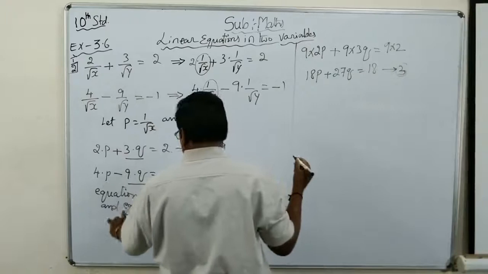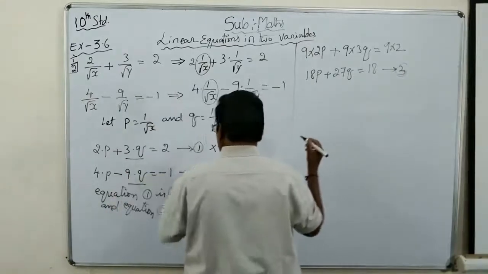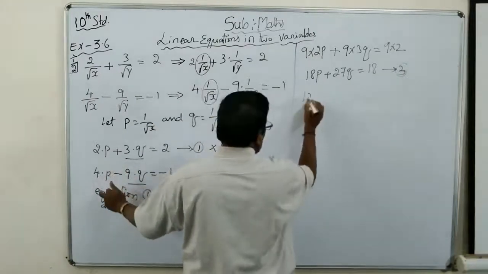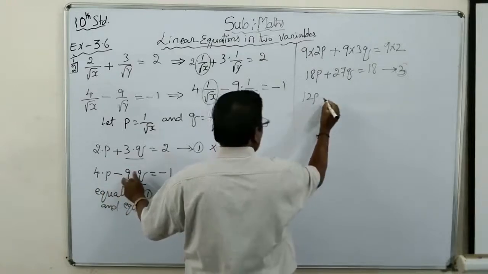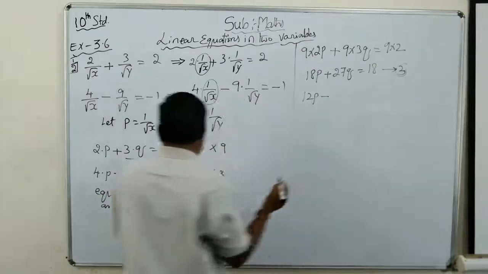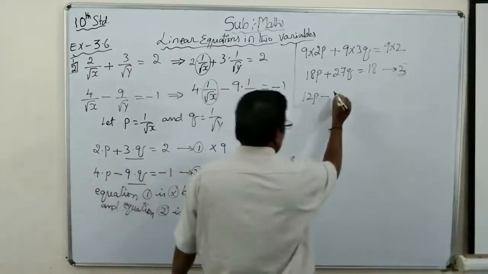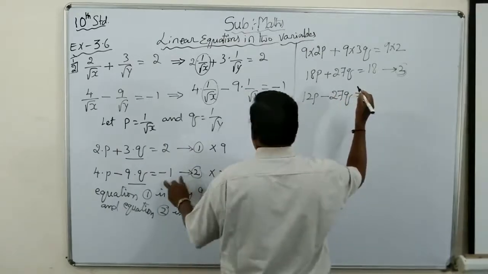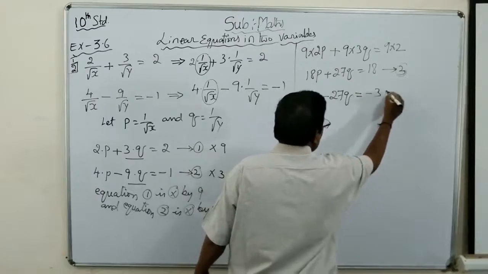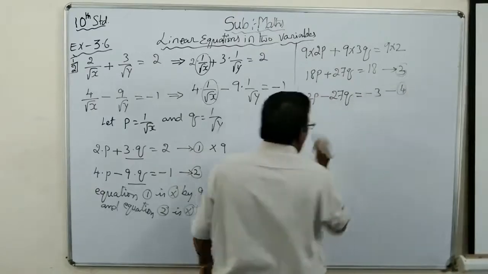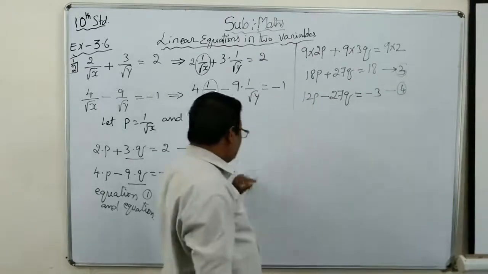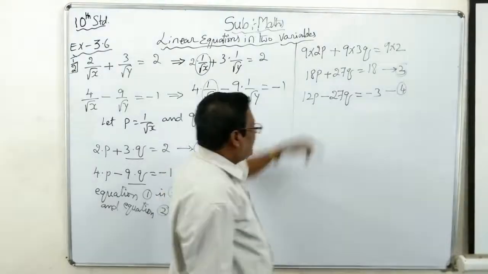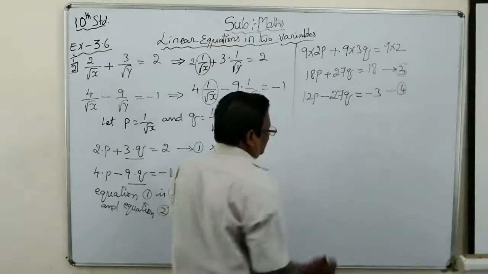Next, here 3 fours are 12p minus 3 nines are 27q is equal to 3 ones are 3, minus 3. This is equation number 4. The second equation is multiplied directly. Here this is equation number 3 and equation number 4.